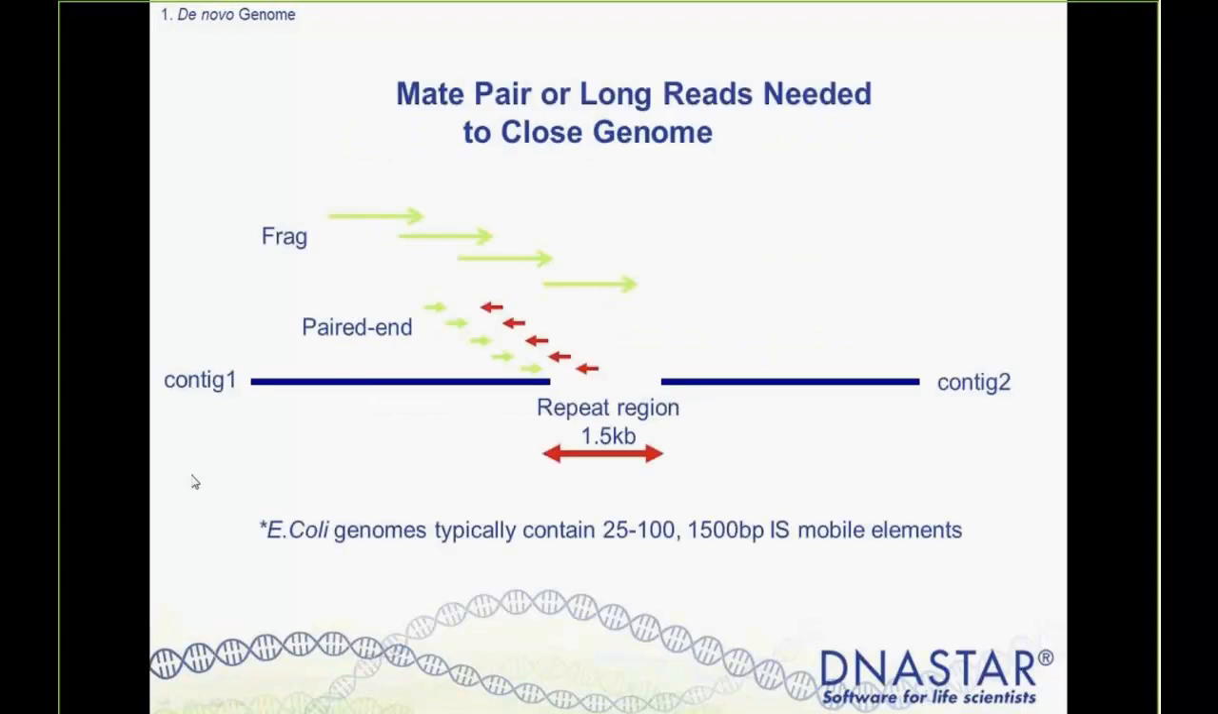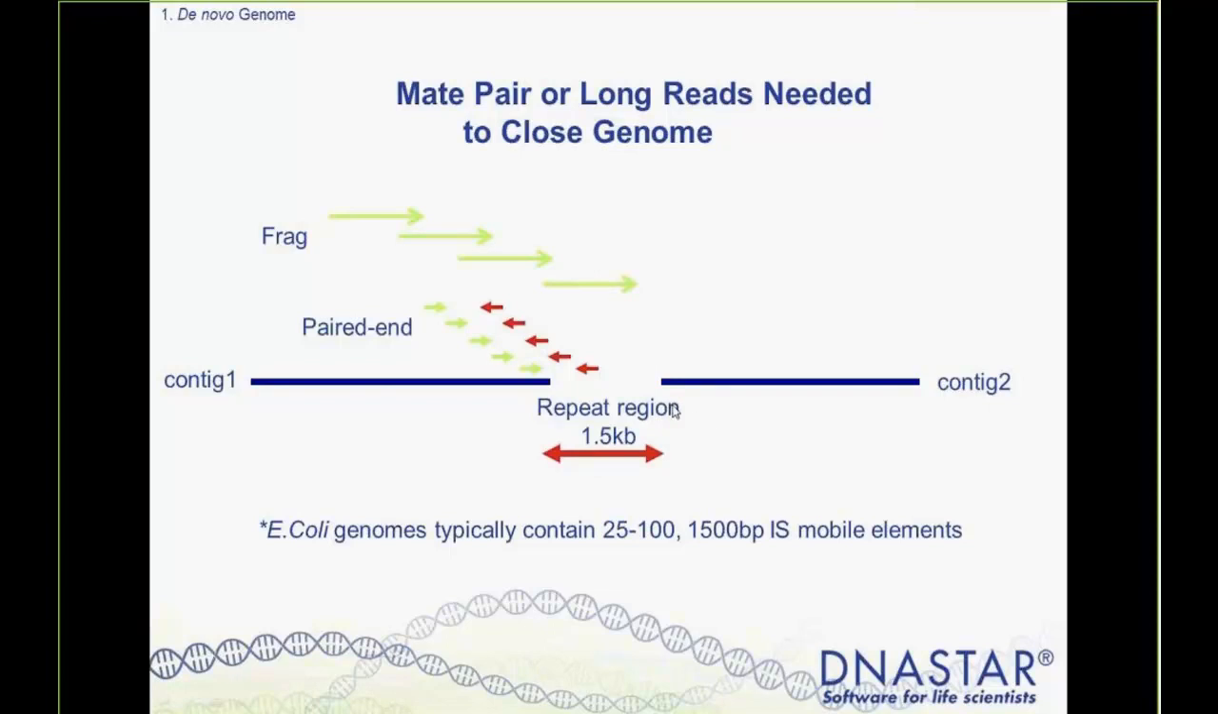So just to give an idea, I had these simple schematics of what happens in a typical de novo assembly. In a de novo assembly, what limits the number of contigs is the read length in relation to the longest repetitive element in that genome. For example, in E. coli, there are typically many different repeat regions of about 1.5 kb to 1 kb, transposon elements, that are repetitive throughout the genome.